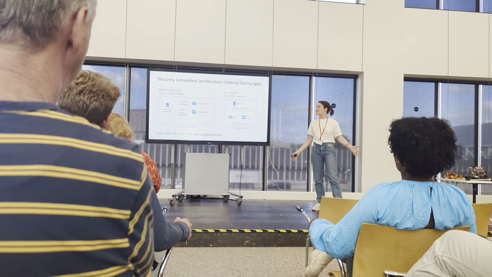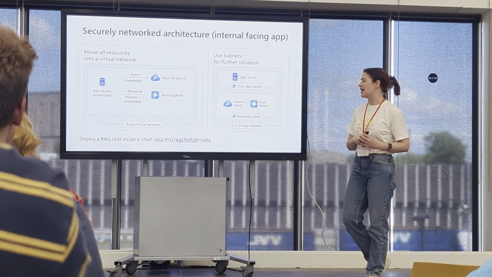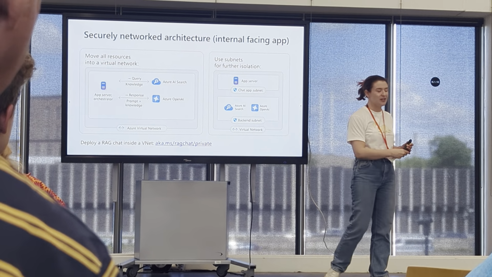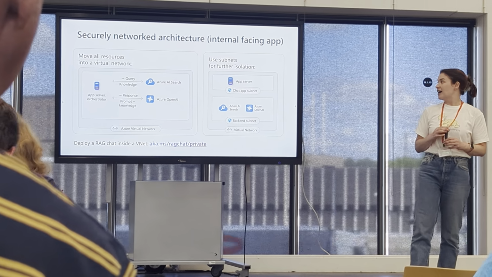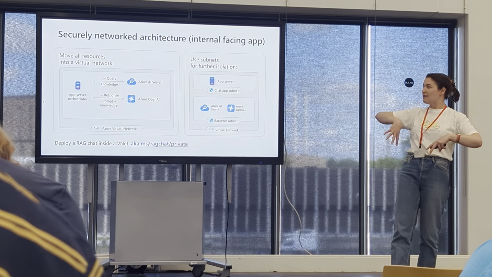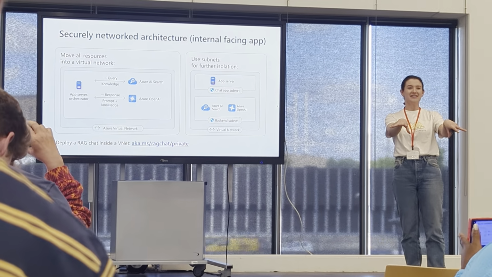Anyway, here's an example. Look, here is a securely networked architecture for you. Isn't it beautiful? So again, we have examples, we have samples. I won't make you do this yourself. But this is an internal facing one, so we put all of the resources into a virtual network. Do people do that normally?